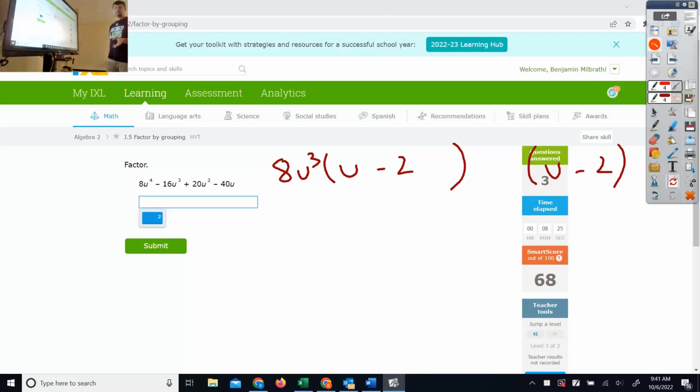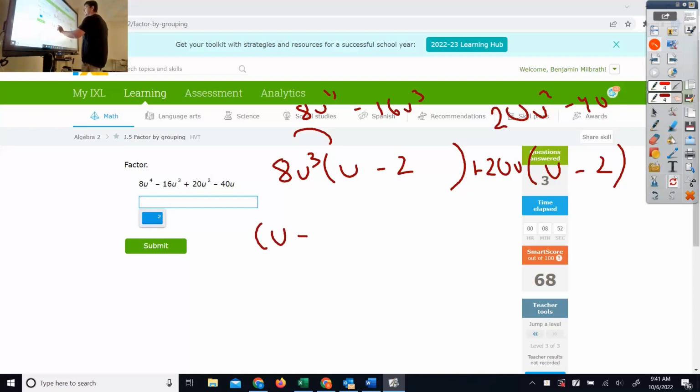So where was I? Anyways, I can pull a 20, and it looks like a u. Think about your distributive property. 8u to the fourth minus 16u cubed, first two pieces. 20u squared minus 40u. That's how you know you're factoring properly.